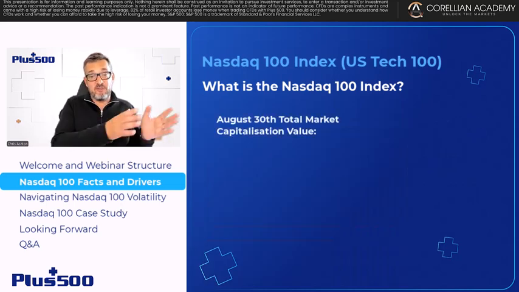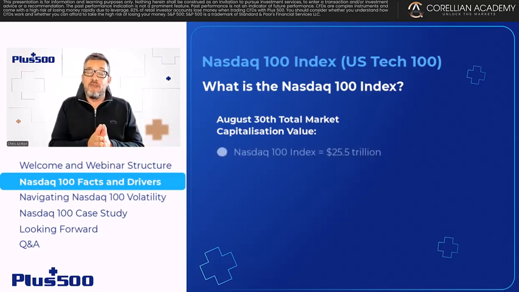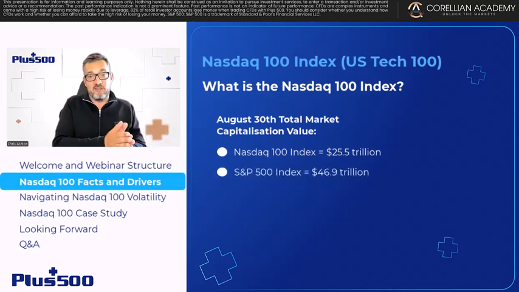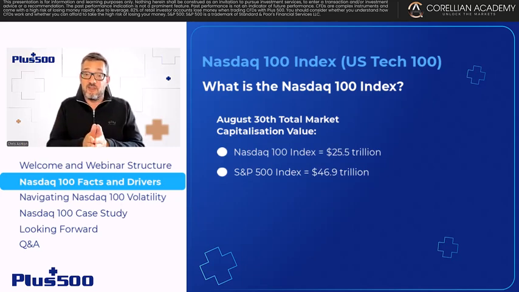Now, as of August the 30th, the total value of the Nasdaq 100 index stood at $25.5 trillion, which, when compared to the biggest index in the US, which is the S&P 500, which is valued at $46.9 trillion, you can see that it stacks up quite well.